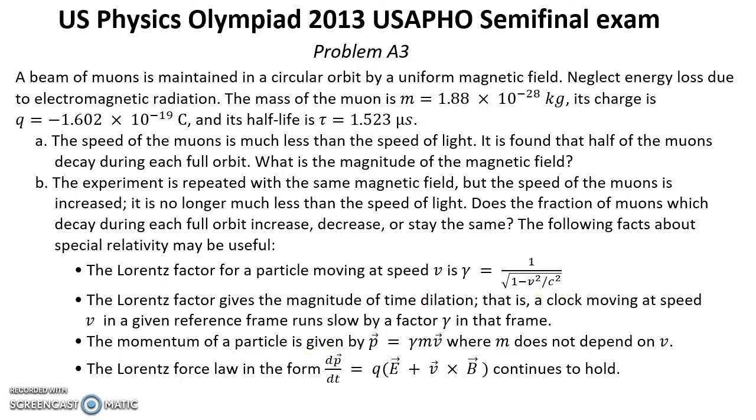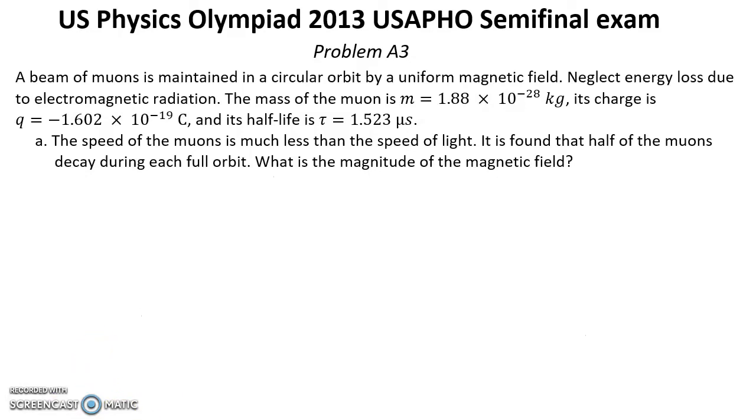Solution. Question A. Let's count what is the force and what is the radius of orbit of these muons due to the force from the magnetic field. We have centripetal force mv squared over r equal to the force from the magnetic field, which is qvB.